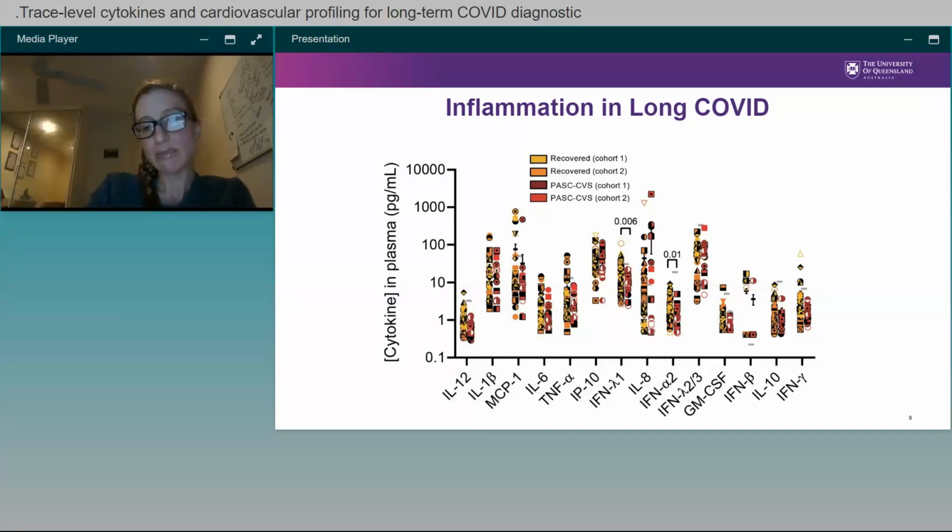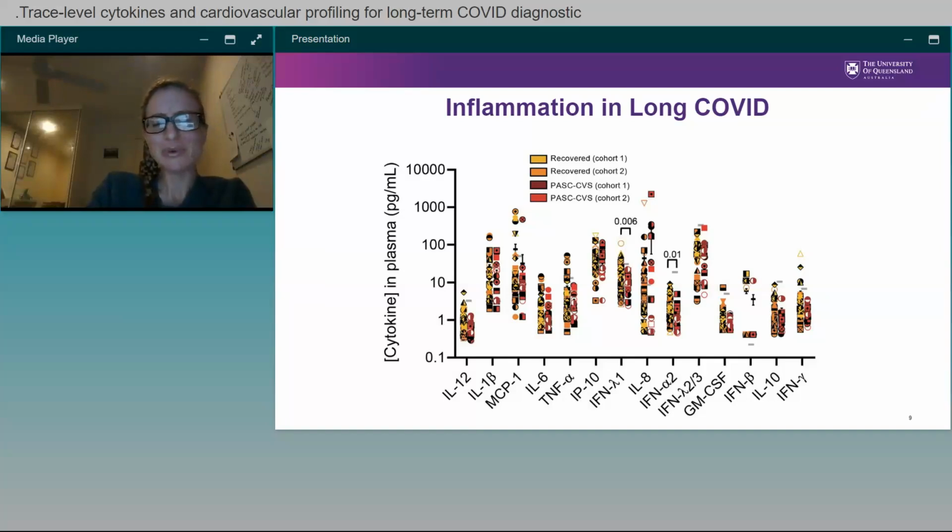So really the takeaway message here is there's not much of a difference between the two groups in terms of these standard cytokine measurements. There's maybe a little bit of a difference in interferon lambda and again in interferon alpha, but it's nothing really that striking.